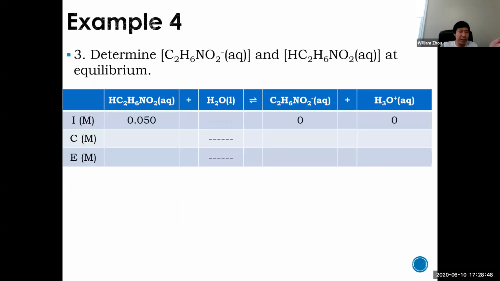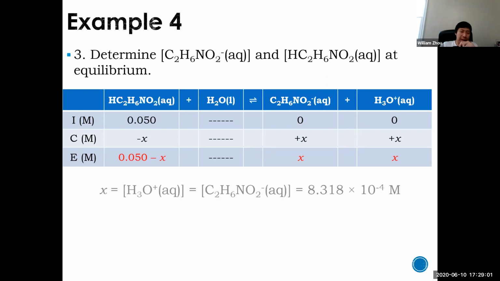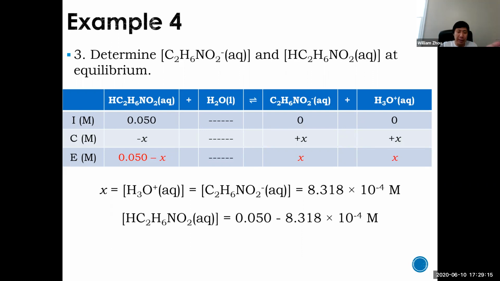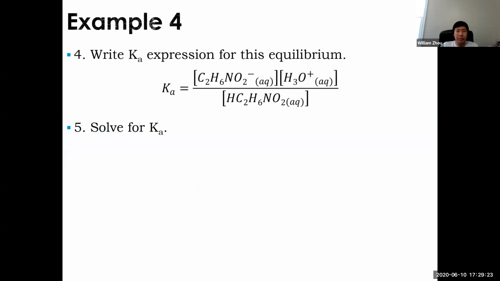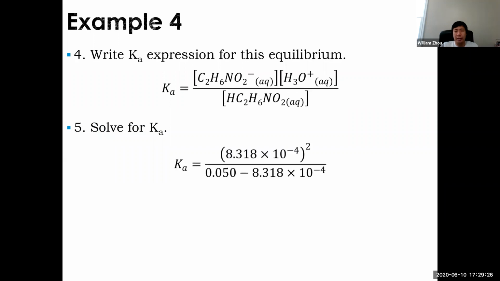Same idea, fill out the ice table. Initial is 0.050. You have no products in the beginning. Change is X, we don't know that. And at equilibrium, you add up the first two rows. We do know what X is. X is hydronium, which we calculated to be 8.318 times 10 to the negative 4, which is equal to the conjugate base. And you can use X to calculate the concentration of the acid at equilibrium to subtract from 0.05. And you can sub all of this into the Ka expression.